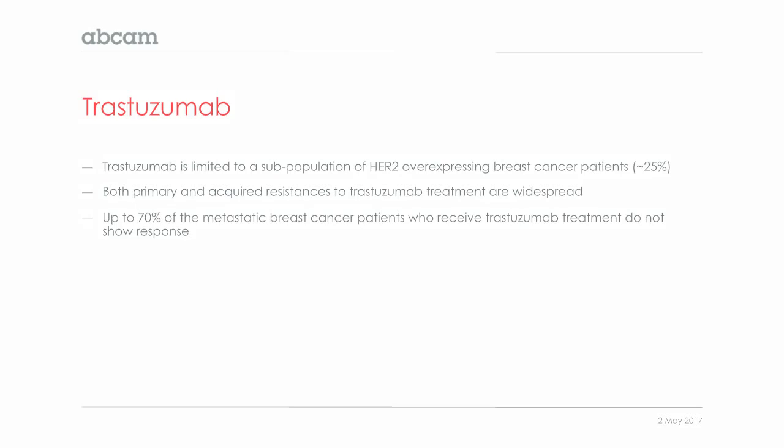Another fact is that if the patient initially responded to trastuzumab treatment, eventually some of these patients will develop relapse and metastasis of the cancer. When that happens, the antibody no longer works, suggesting that the tumor developed acquired resistance. So both the primary resistance and the acquired resistance became a major clinical challenge for the trastuzumab treatment of high HER2 breast cancer.